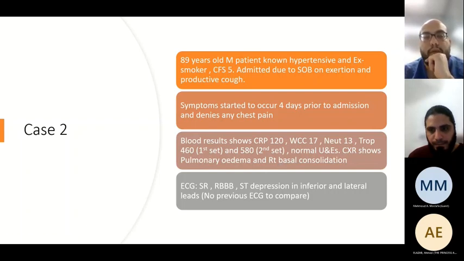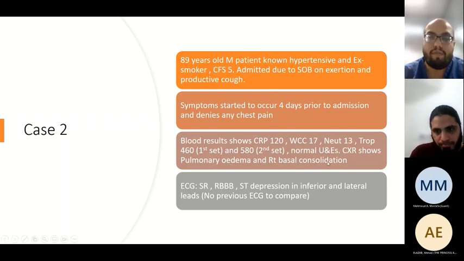The ECG showed sinus rhythm with a right bundle branch pattern of the QRS and ST segment depression in the inferior and lateral leads. Unfortunately, we didn't have any previous ECGs to compare. So to recap, he's a relatively healthy, nearly 90-year-old gentleman coming with shortness of breath on exertion and productive cough.